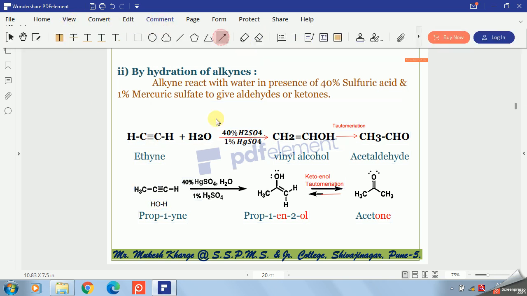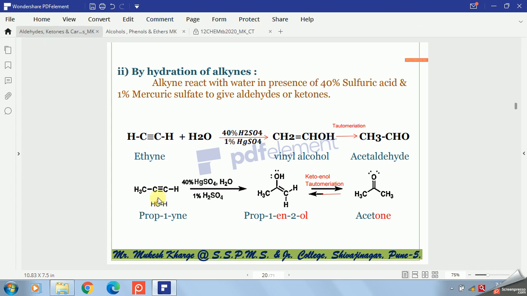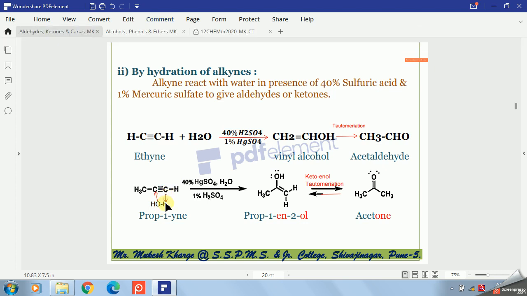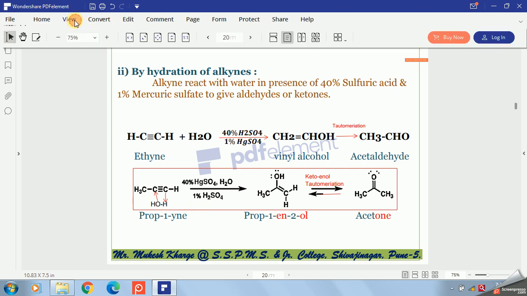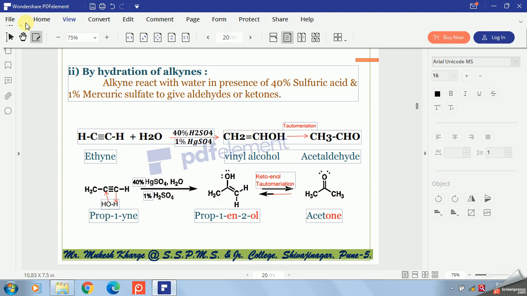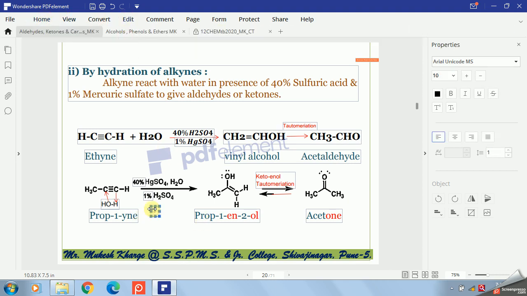So you can add like this, OH gets added to this carbon and hydrogen gets added to the carbon containing more hydrogens. In this way the addition will take place, and the reaction takes place according to Markovnikov's rule.